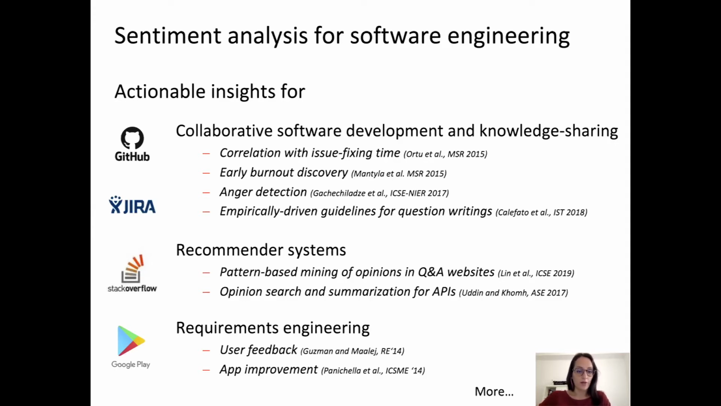Another example of application is in requirements engineering, where positive and negative feedback in user reviews is leveraged to prioritize development tasks, for example, where positive emotion indicates desirable features, while negative sentiment is usually associated with bug reporting.